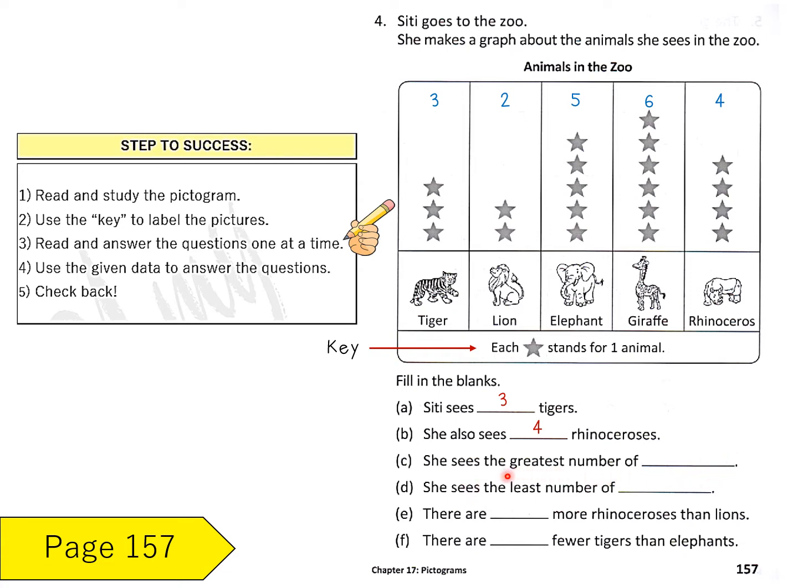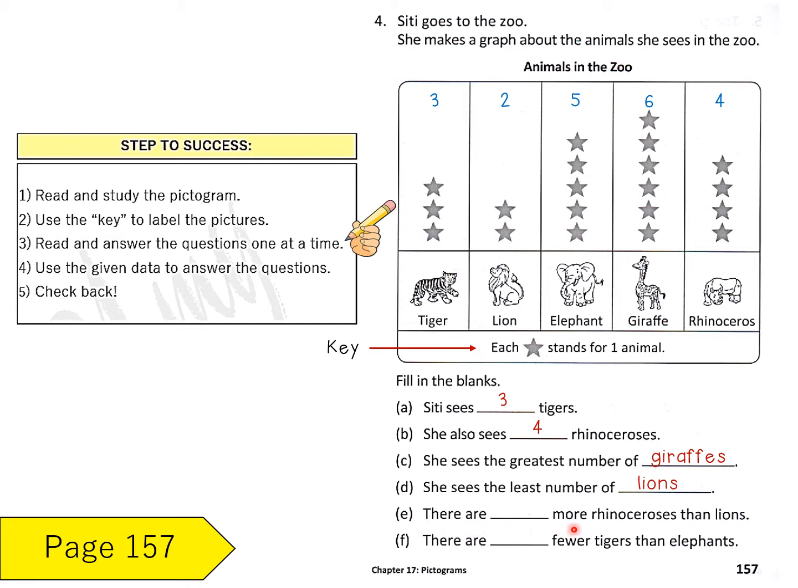And then C. She sees the greatest number of which animal? Not number. The greatest number of which animal that she sees. So we can see from here it is giraffe. So copy giraffe and write the name here. And then D, she sees the least, yang paling sedikit, number of which animal? Lion. Lions.